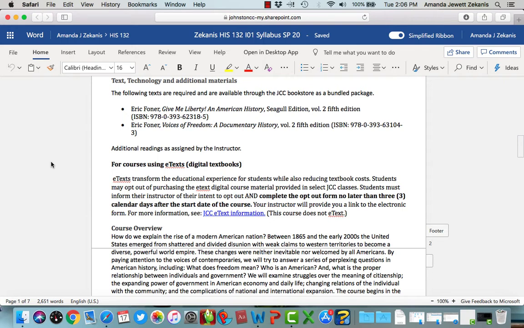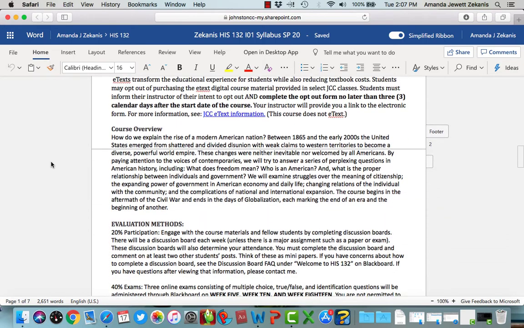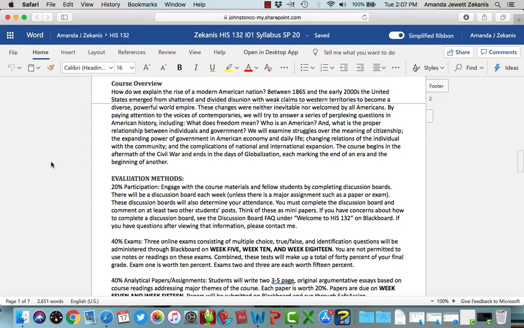Voices of Freedom, a Documentary History, Volume 2, 5th edition, along with the ISBN there. That is your primary document reader. So primary documents are first-hand accounts, things written by people who actually lived through them. We are going to read things by Elizabeth Cady Stanton, Booker T. Washington, John F. Kennedy, all kinds of everybody, like lots and lots of people. It's going to be pretty cool. So those things written by people who lived through those events, written at the time, that's primary document. We do not have e-text for this course.